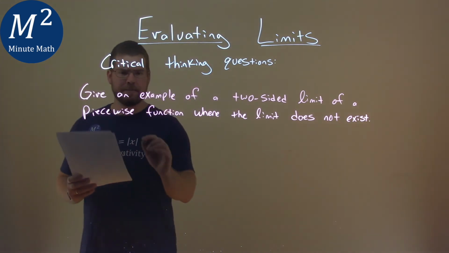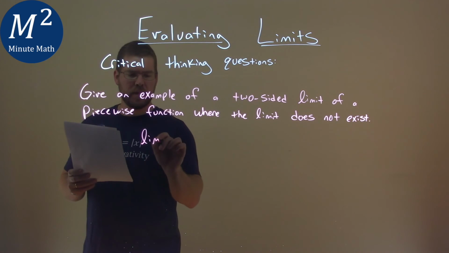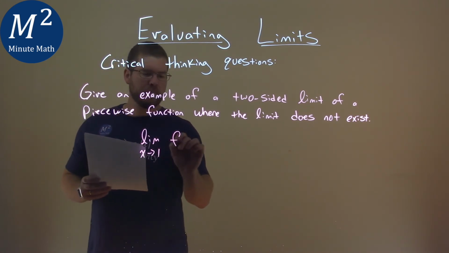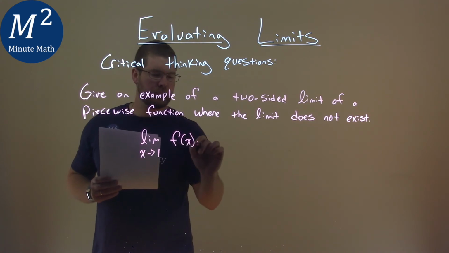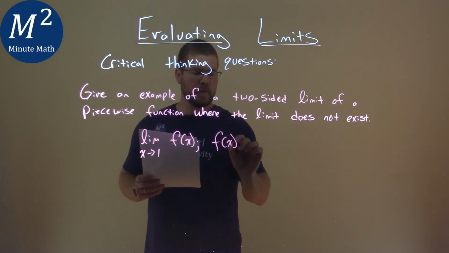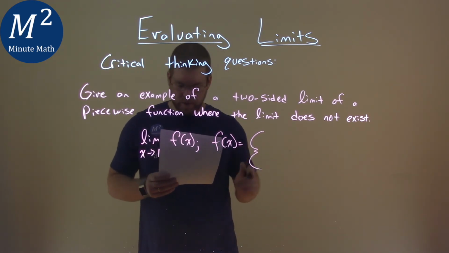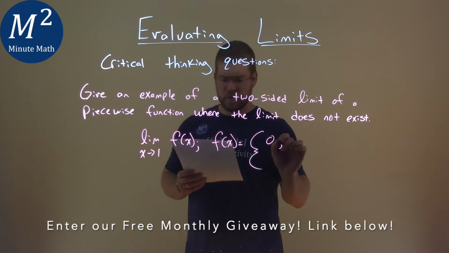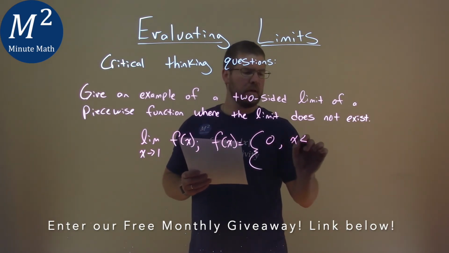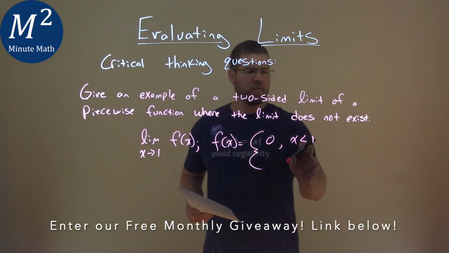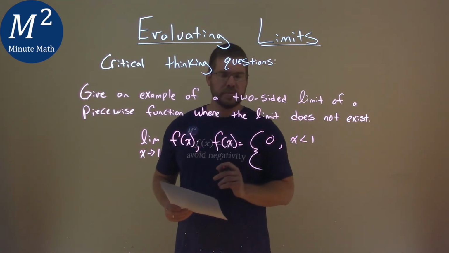We'll have one here. So it's right here the limit, let's say when x approaches 1 of our function f of x. And this function here, f of x, we have to make it a piecewise function. Okay, we'll have two parts. Let's say our function here is equal to 0 when x is less than 1. So when x is less than 1, our whole function is just equal to 0.